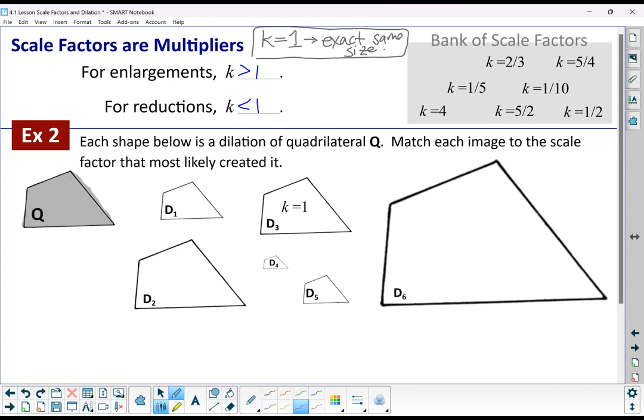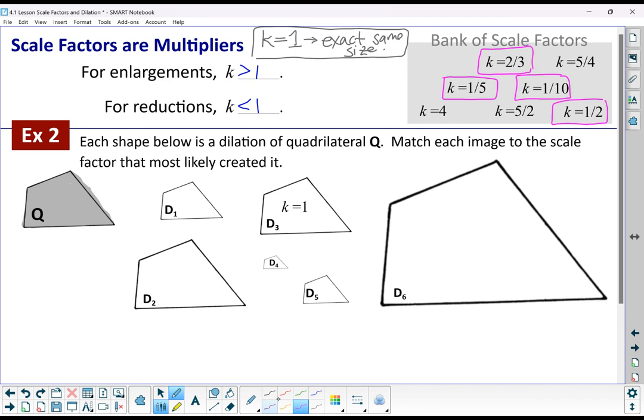If we think about our fractions, and hopefully you looked at these and decided, we've got several that are smaller than 1. 2/3 is smaller than 1. 1/5 is smaller than 1. 1/10 is smaller than 1, and 1/2 is smaller than 1. So for D1, we're looking for one of these scale factors to be matched up. Well, 1/5 and 1/10 are both very small. So I think we would be choosing between 2/3 and 1/2.